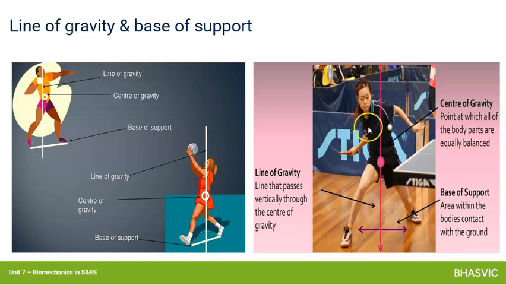Again, this table tennis player has a hugely stable base, nice wide stance, low centre of mass. They've bent their knees, so their centre of mass is a little bit lower. Normally it's about belly button height, but because they're slightly squat, the base of support is lower, which also gives more stability. And the line of gravity is very much within the base of support, a hugely stable position.